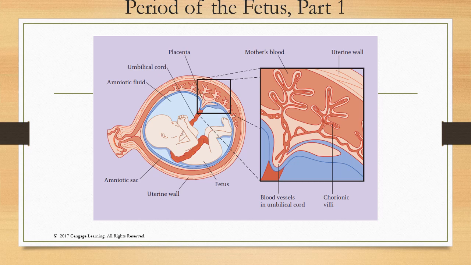You can see the placenta right here. That's that cushion. You can see there's the mother's blood. There's the uterine wall. So that placenta allows the mother's blood to come and give nutrients, oxygen, everything into the child, and then the waste products come out.